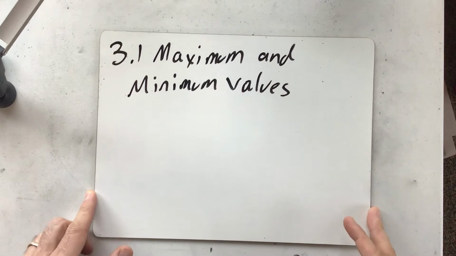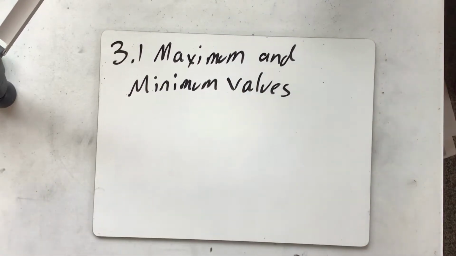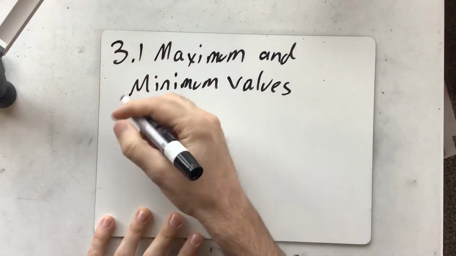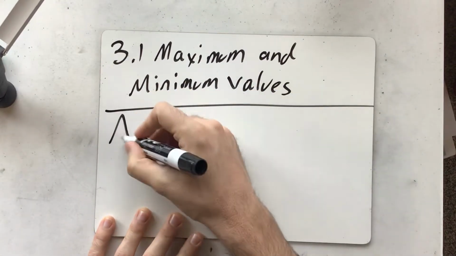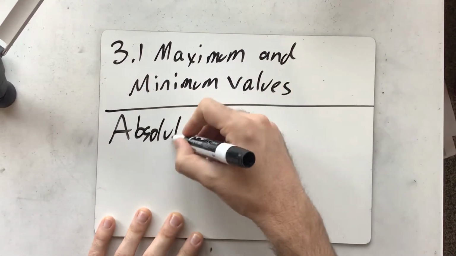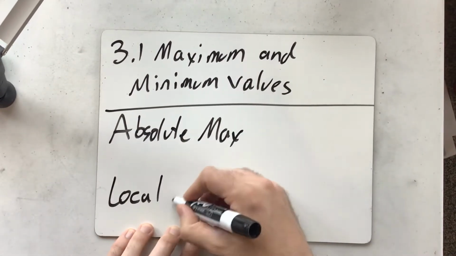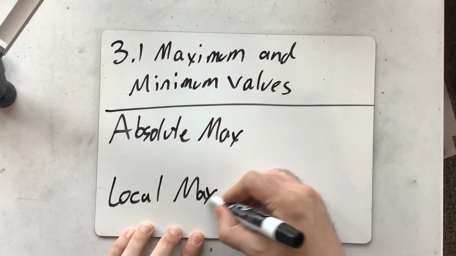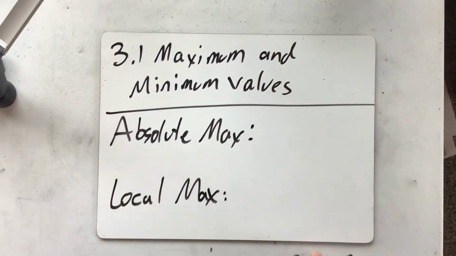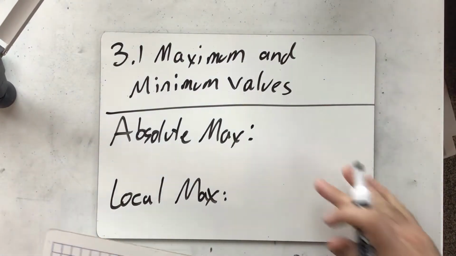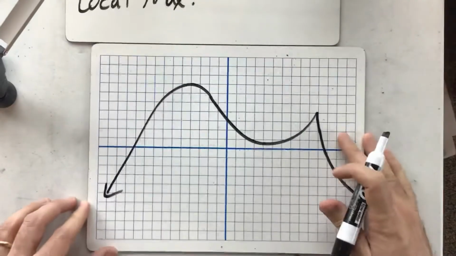So to do this, we're going to start with two terms. The term absolute maximum and minimum. And so we have an absolute maximum and then a local maximum. And these are going to be the two terms that we start the day with. And to do this, let's start with a graph.